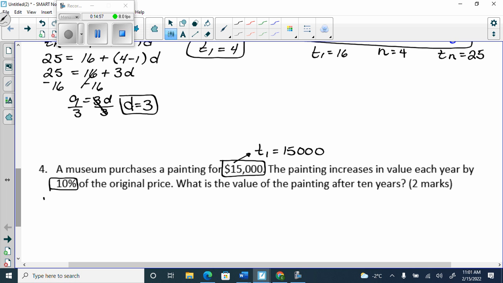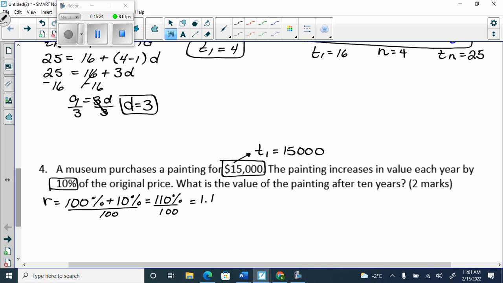You add, like 100% plus 10%. So it's an R, right? So we do 100% plus 10%, and we get 110%. And then we don't want percent, so what do we do? Divide it by 100. And we get 1.1. So we have our R.